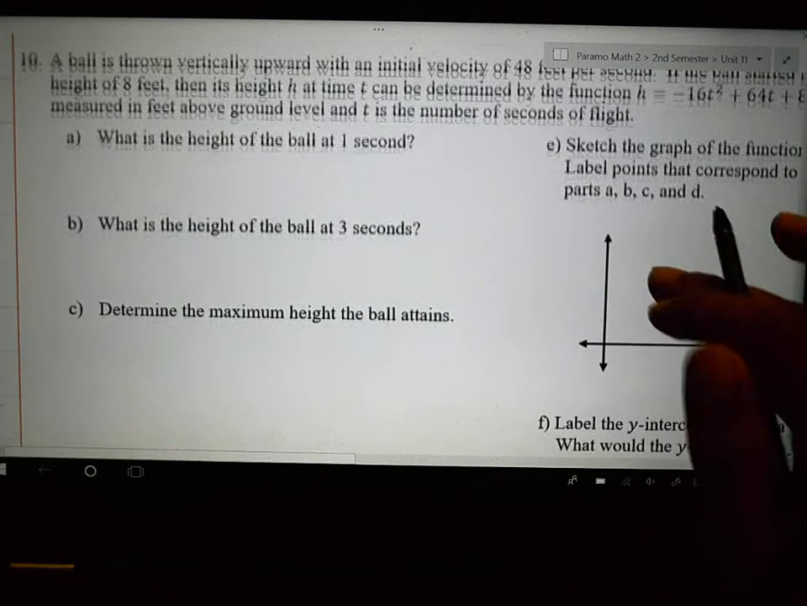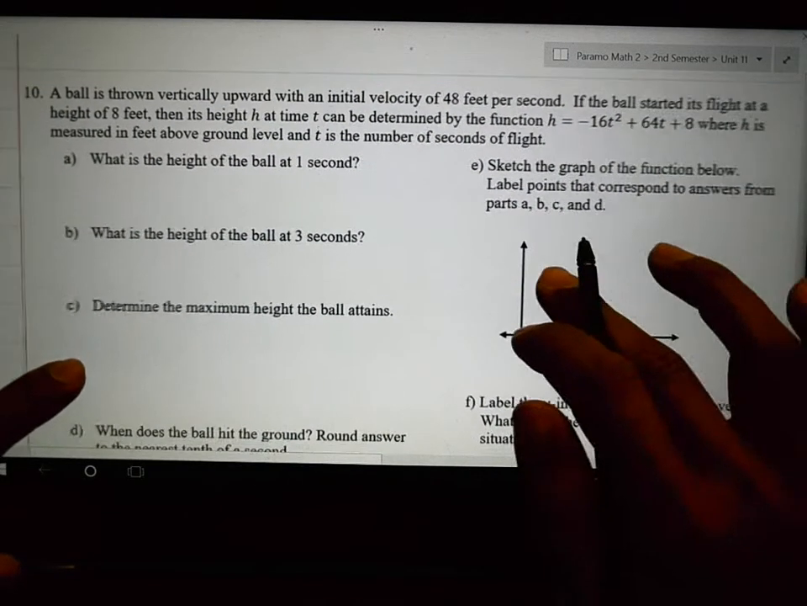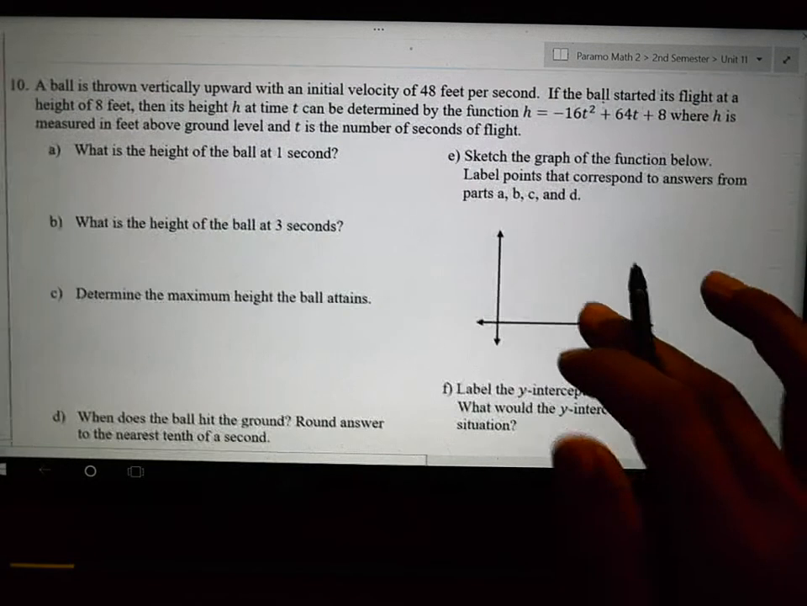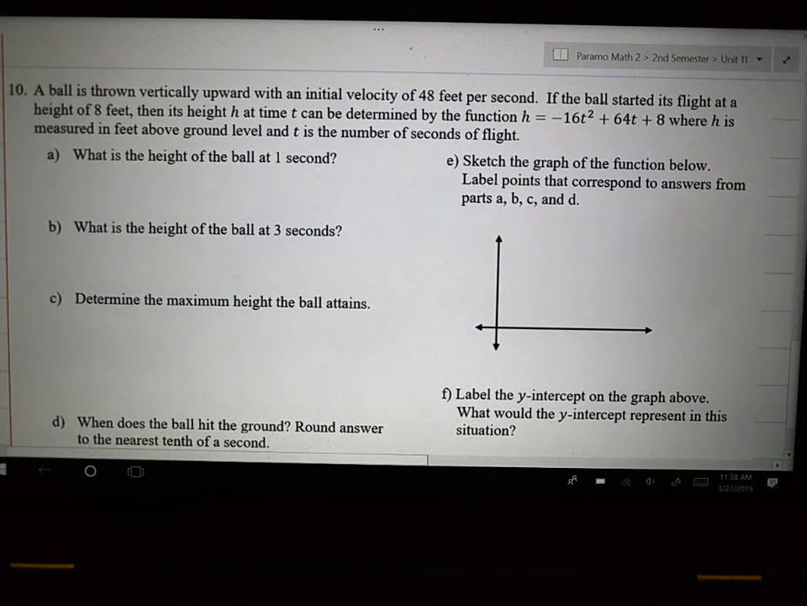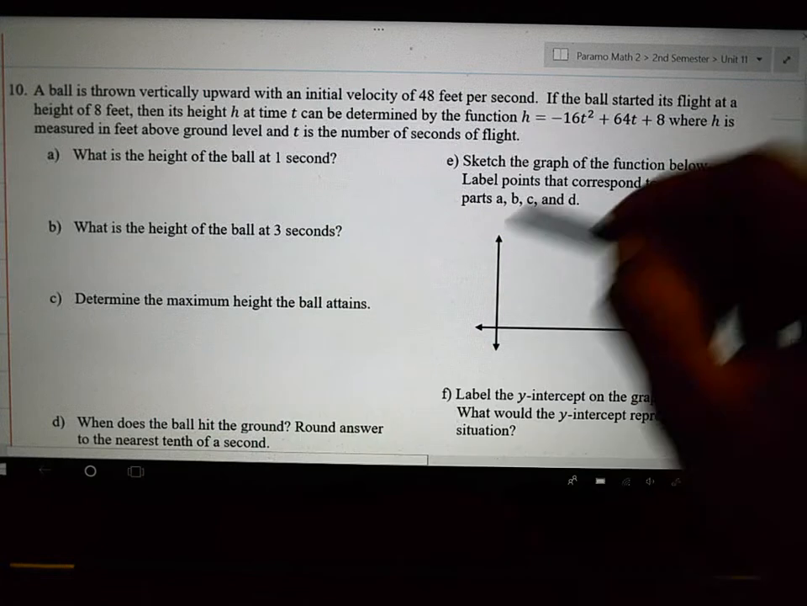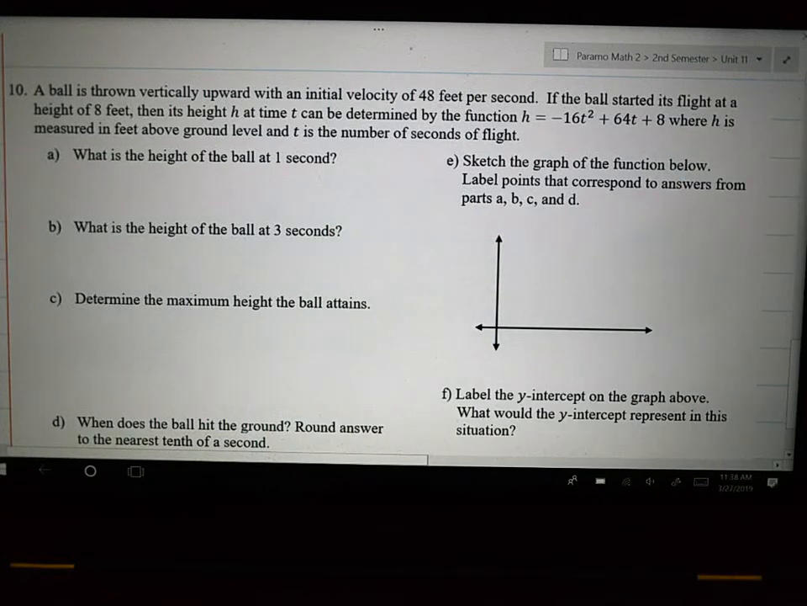Like number 10. Number 10 is a big problem. And some of you, when you read it, you'll just freak out by the enormity of it. There's parts A through F, Mr. Paramo? Yes. There's 6 different parts. 1, 2, 3, 4, 5, 6 different parts to that question. It's because this is the kind of math that they use in real life.